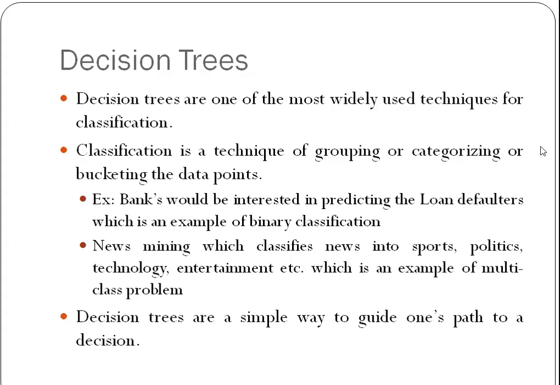So first of all, before getting into decision trees, we will understand what classification and prediction are. Classification is a technique of grouping or categorizing, or you can also say bucketing, of the data points. So you will group certain data points into certain classes. That is how you identify the different classes, and that classification activity is done basically to identify how one group is different from another group.